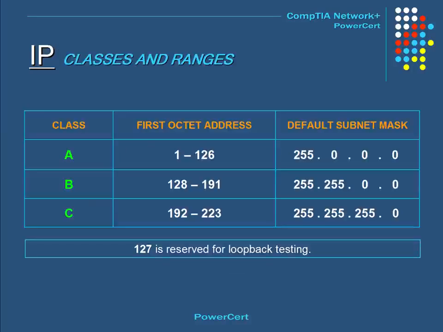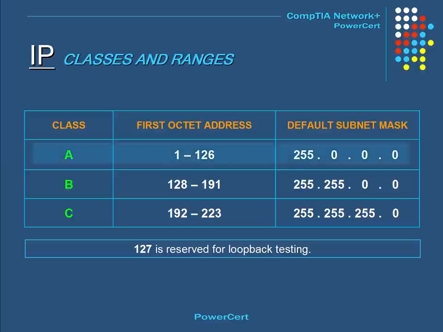IP addresses are assigned to different organizations and blocks, and these blocks are divided into 5 classes. But for the exam, you only need to know 3 of them. They are Class A, Class B, and Class C, and you can tell by the number in the first octet which class an IP address belongs to.